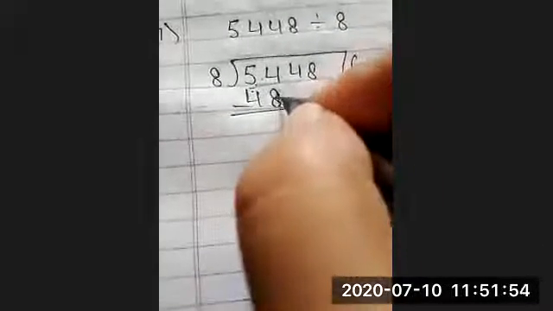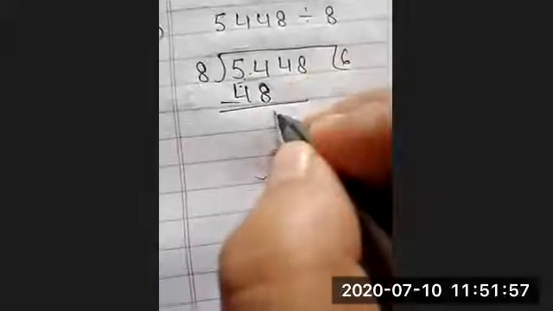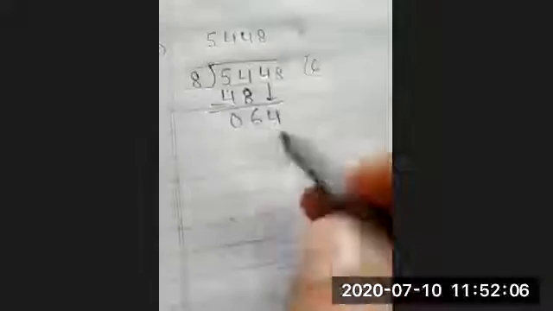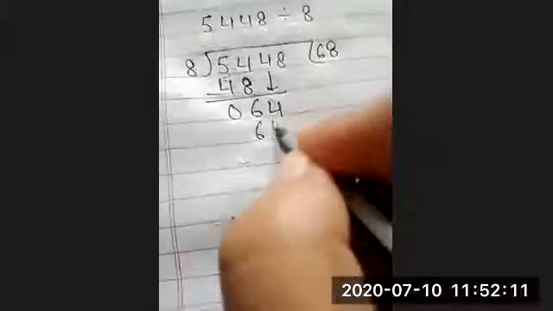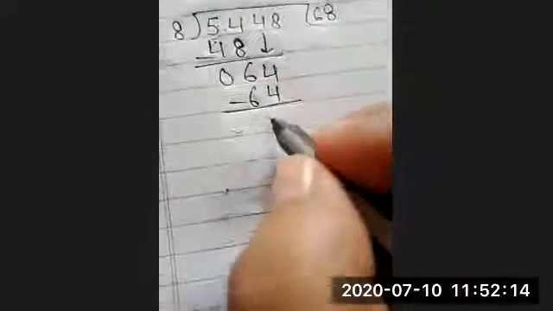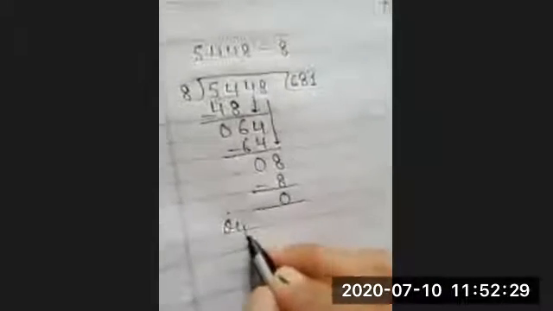Now 54 minus 48 is 6. Now we will take 4 down. 64, which is coming in the 8th table, so 8 8s are 64. 64 minus 64 is 0. Now we will take 8 down. In the 8th table, 8 is coming: 8 1s are 8. Now 8 minus 8 is 0. What will be the quotient? The quotient will be 681.